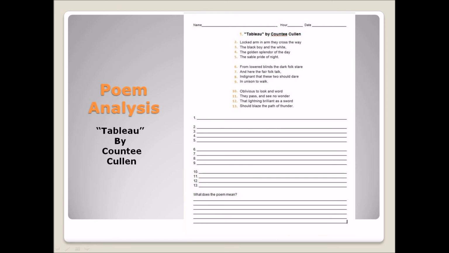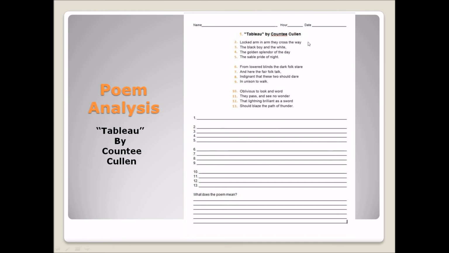Now that I have taken you through a poem analysis, it is your turn to try a poem analysis on your own. Please take out the paper that appears on your screen. This is the poem Tableau by Countee Cullen, who you will remember was another important writer from the Harlem Renaissance. Let's read through the poem together.